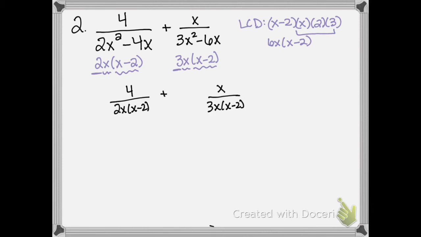Now we're going to multiply by 1. Again, our goal is to get our denominator to look like the LCD. So if you compare, we have the x minus 2, we also have the x. We're missing the 3, so I just need to multiply by 3 over 3 here. And for this one, if we compare to our LCD, we are missing a factor of 2.